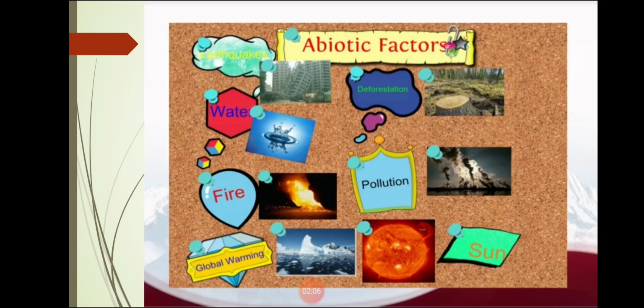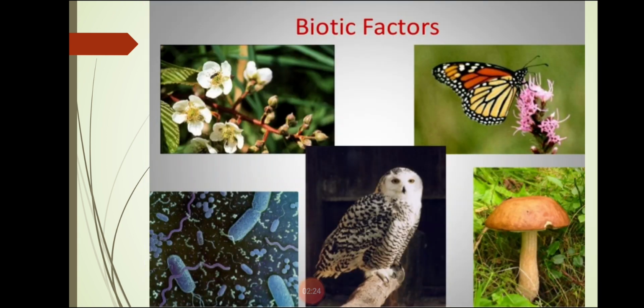You can see here the abiotic factors such as fire, water, earthquake, deforestation, sun. Okay, all the abiotic factors, that means all the non-living things, are included in abiotic factors. And in biotic factors, all living things are included. See here, like mushroom, an owl, and microorganism, flower, butterfly, all the life, where life exists, we can say. Okay, biotic factors means where life exists. They are included in biotic factors.